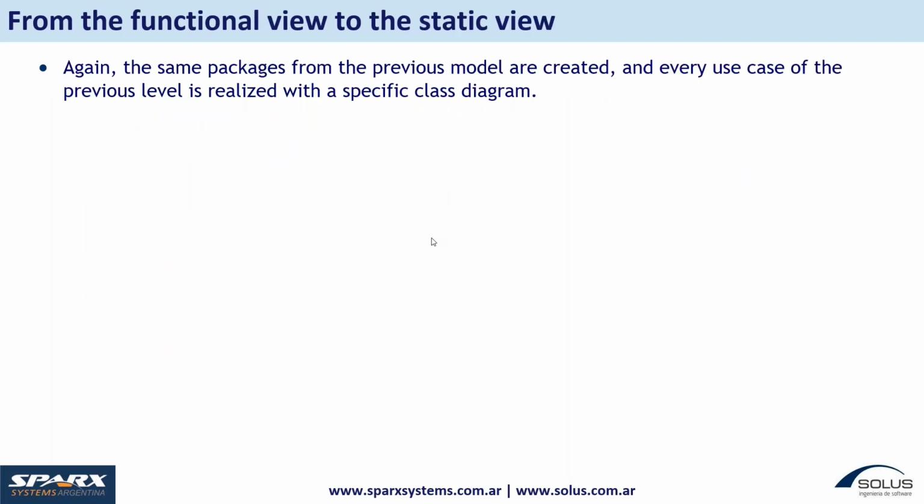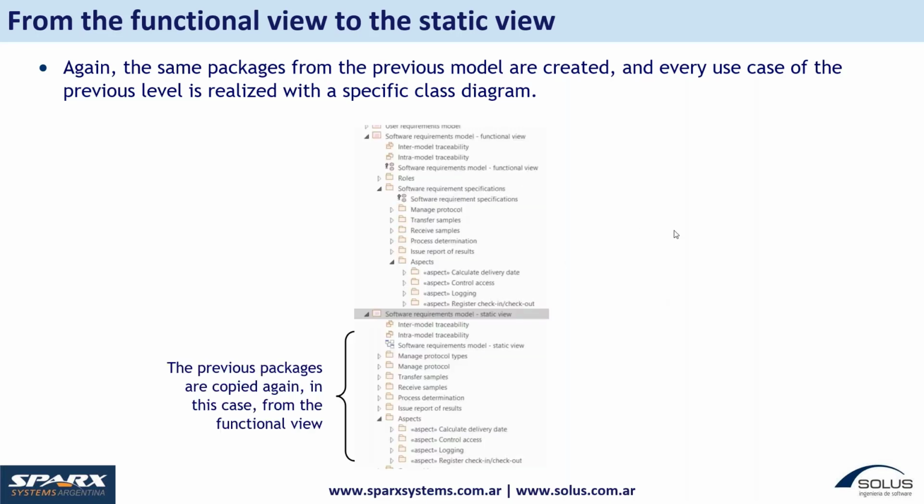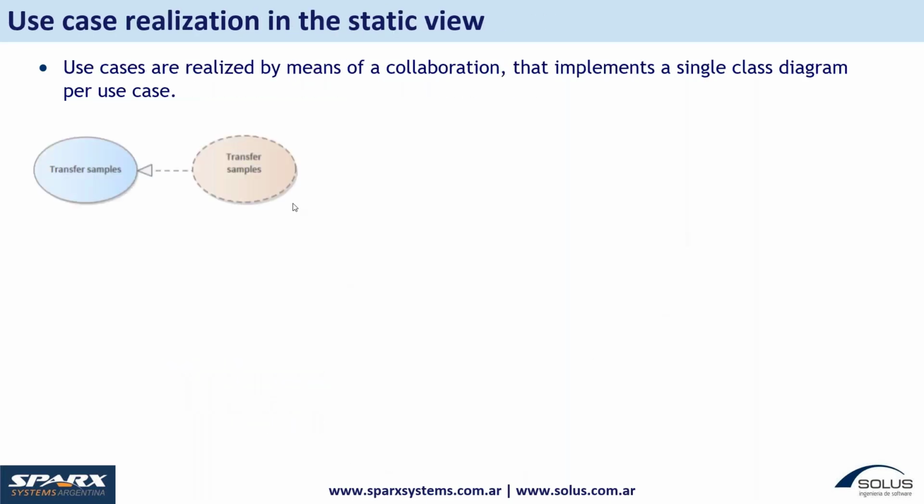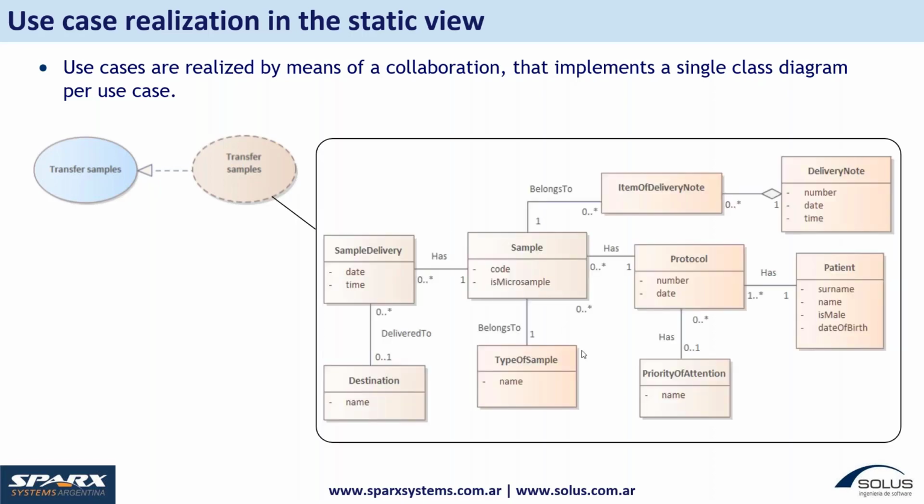Perfect. In this case, when we move from the functional view to the static view, again, we copy the same structure of packages, but in this case, for every use case, we have to create a collaboration. The collaboration will realize every use case, and the realization in this view will be a class diagram realizing the use case. Then we will have different class diagrams for different use cases, and it is really possible to have the same class repeated in different realizations.